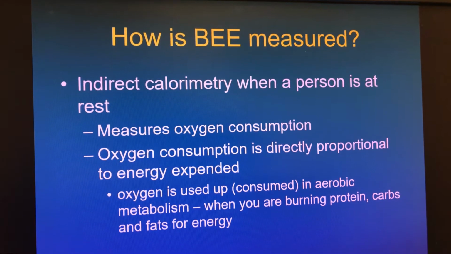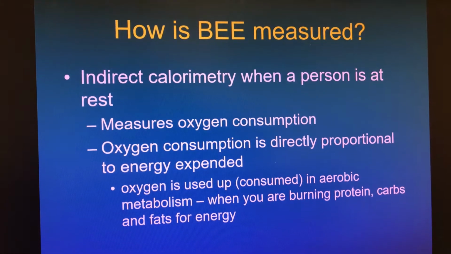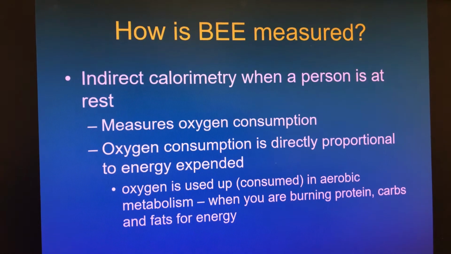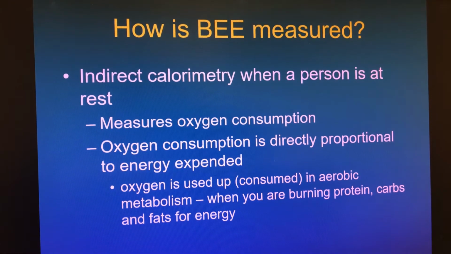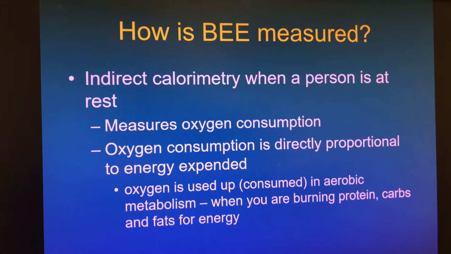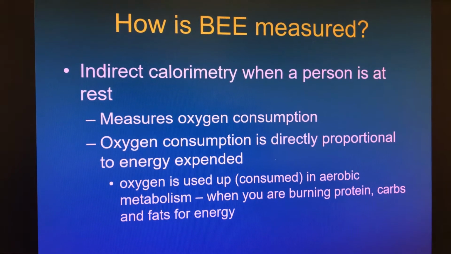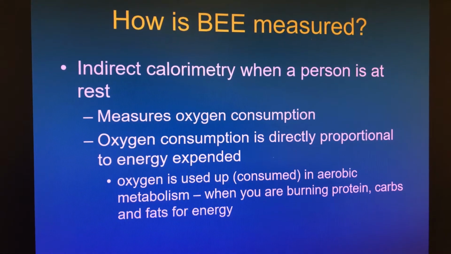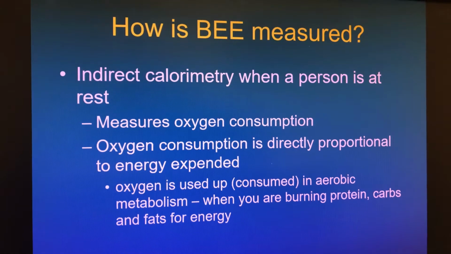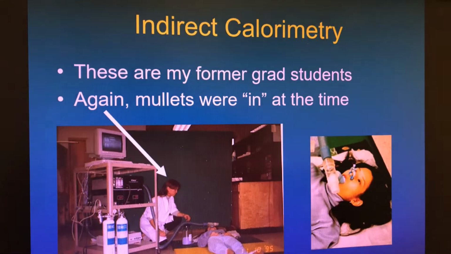So you're not actually measuring the energy expended, you're measuring, at rest, the oxygen consumed, because the oxygen consumed is proportional to energy expenditure. Because when you use protein, carbohydrates, and fats to make ATP or energy, oxygen is consumed in the process. So oxygen consumption is an indirect way to measure basal energy expenditure, hence the name indirect calorimetry.